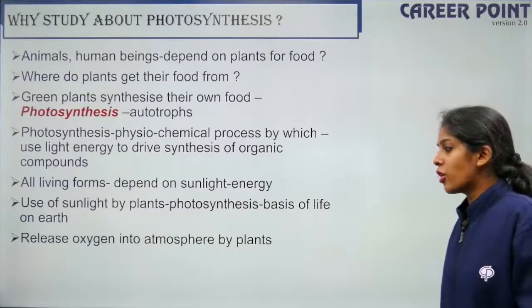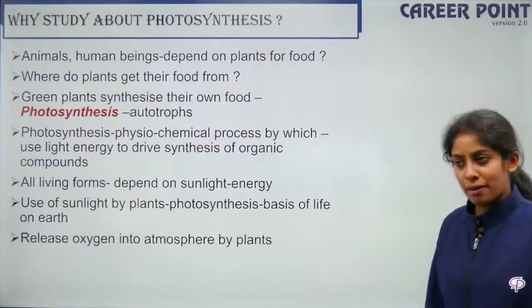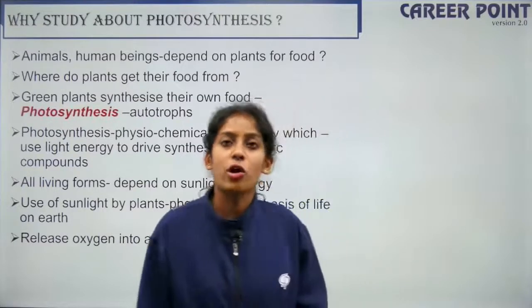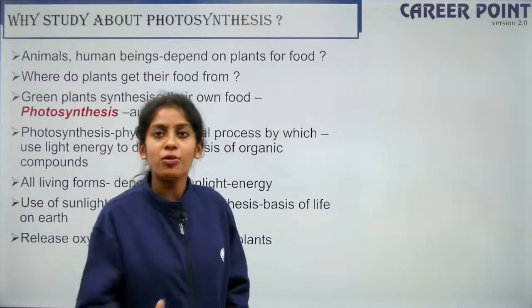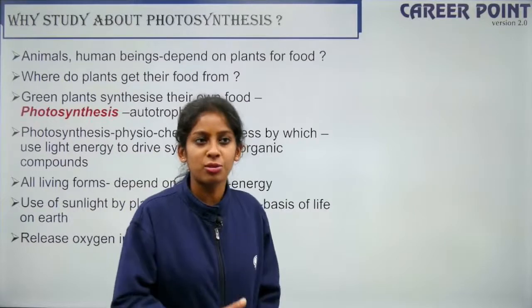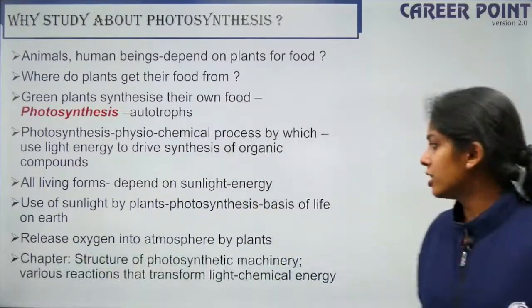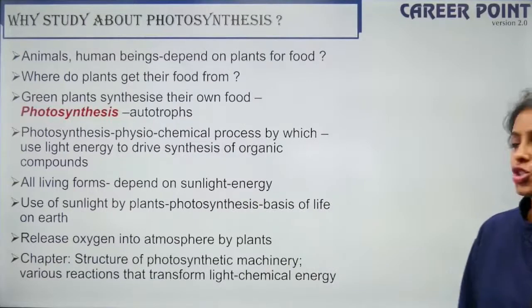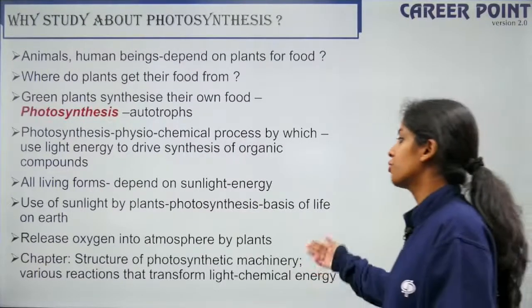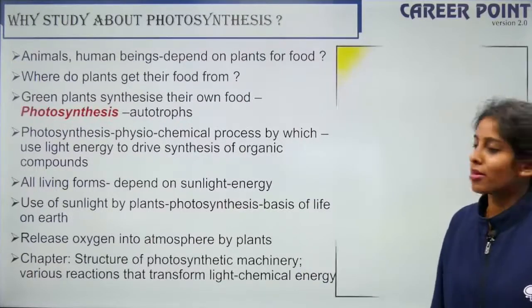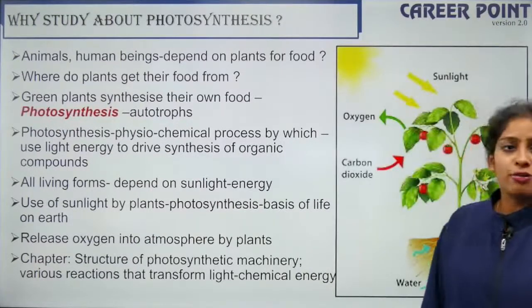Next, the release of oxygen in photosynthesis by plants. The end products of photosynthesis are glucose and oxygen, and the oxygen is given out into the atmosphere, because of which you and I breathe, right? So this is about photosynthesis. In this chapter we are going to talk about the structure of the photosynthetic machinery and the various reactions that transform light energy into chemical energy.